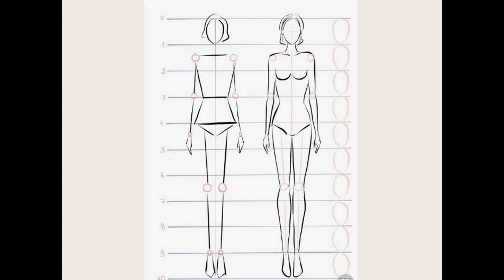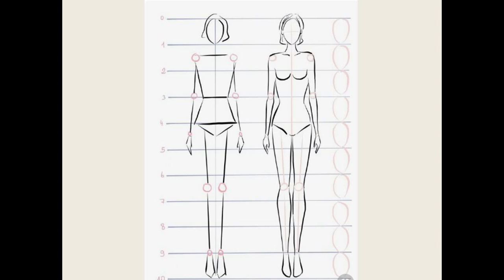Okay, so the height of the figure is 10 times the head size. The whole figure is 10 times the head size. So if the head height we make, for example, 1 inch, we need 10 inches length to draw the whole figure. Okay, so the position of the head is between 0 until 1.